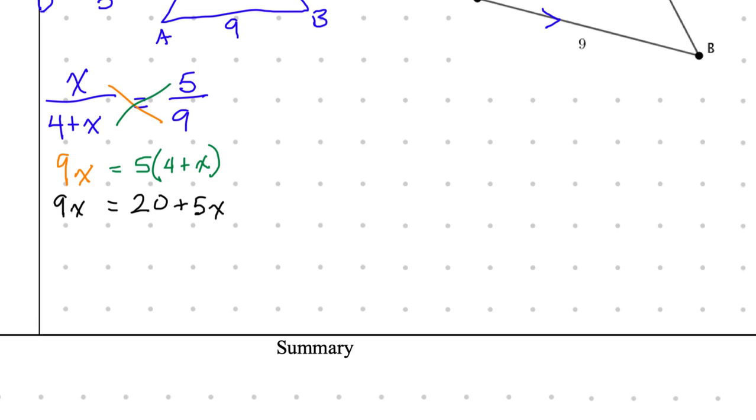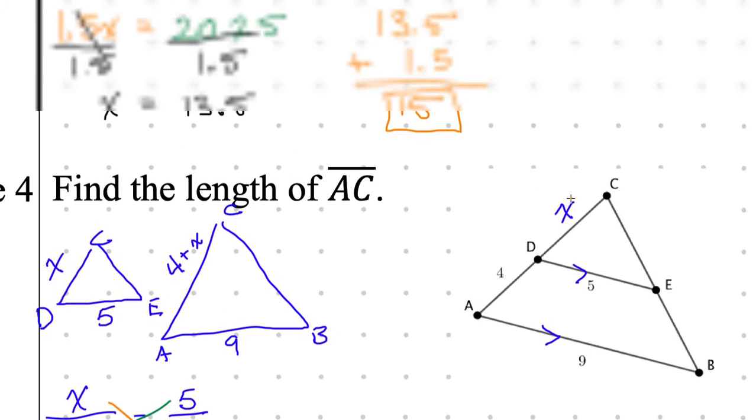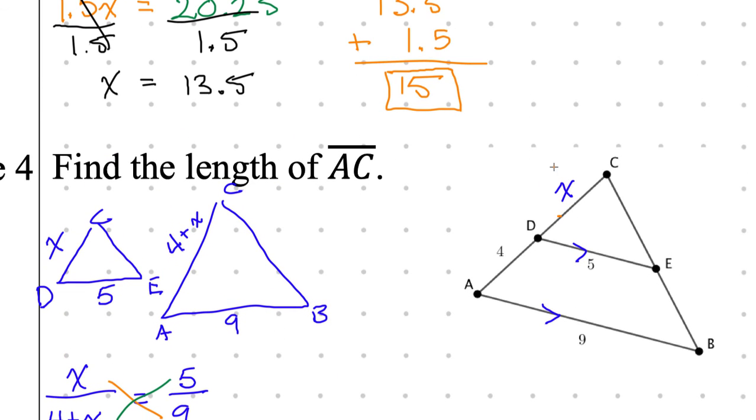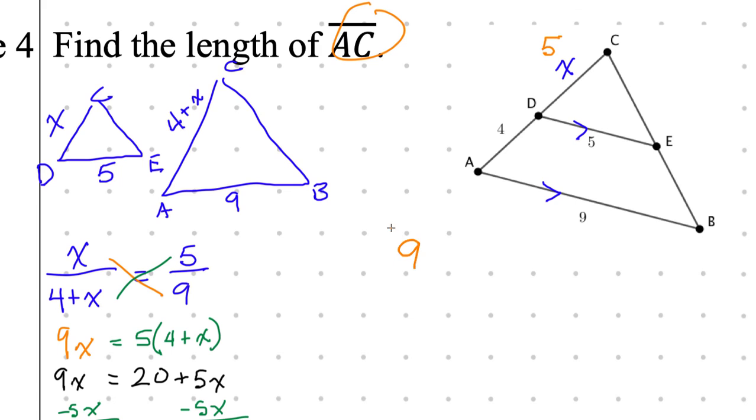Then from here, solve: subtract 5X on both sides. That goes away to 4X, and that's equal to 20 now. I'm going to divide both sides by 4, and X is therefore equal to 5. And that's not the answer, so that means that this segment right here is 5. And I'm asking for AC, so AC is 5 plus 4, and the answer is 9.